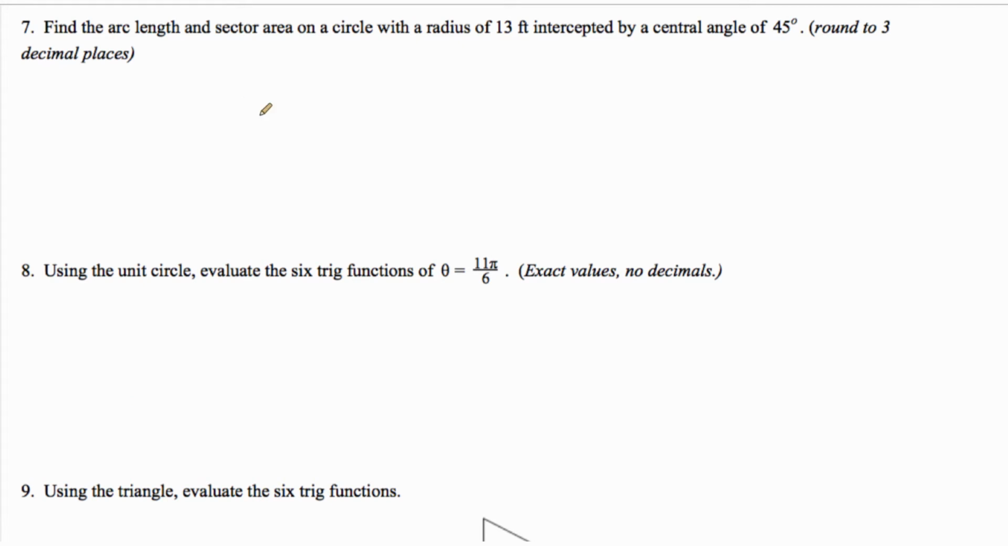On number 7, we're told that we have a circle with a radius of 13 feet, and we've also got a central angle of 45 degrees. Based on that information, we want to find the arc length and the sector area for this circle.